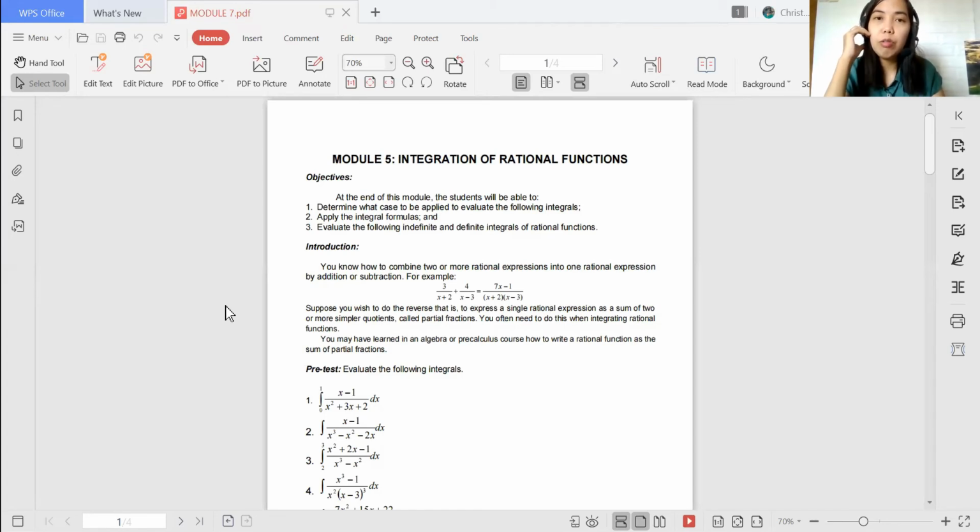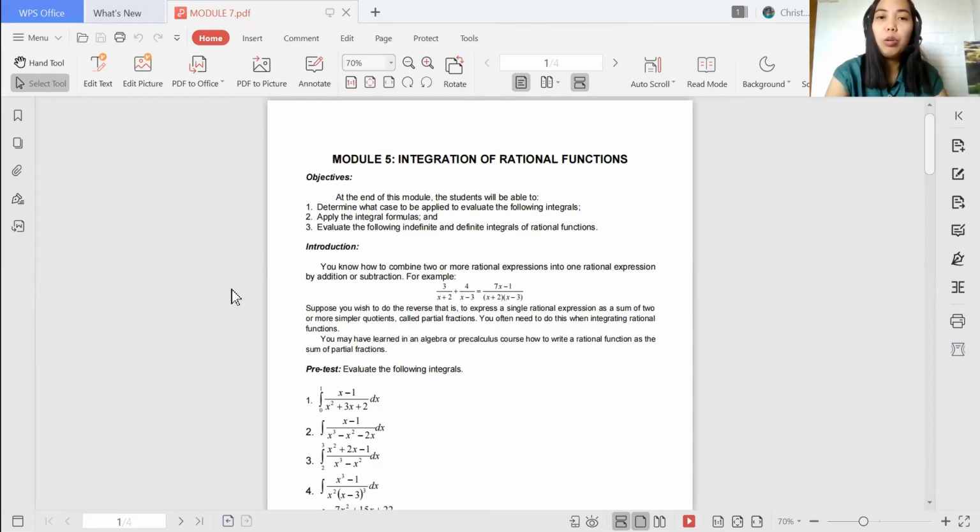the following integrals. So for integration of rational functions, to apply the integral formula, we still need to familiarize ourselves with the basic integration formulas, and of course the other integration formulas, and evaluate the following indefinite and definite integrals of rational functions.